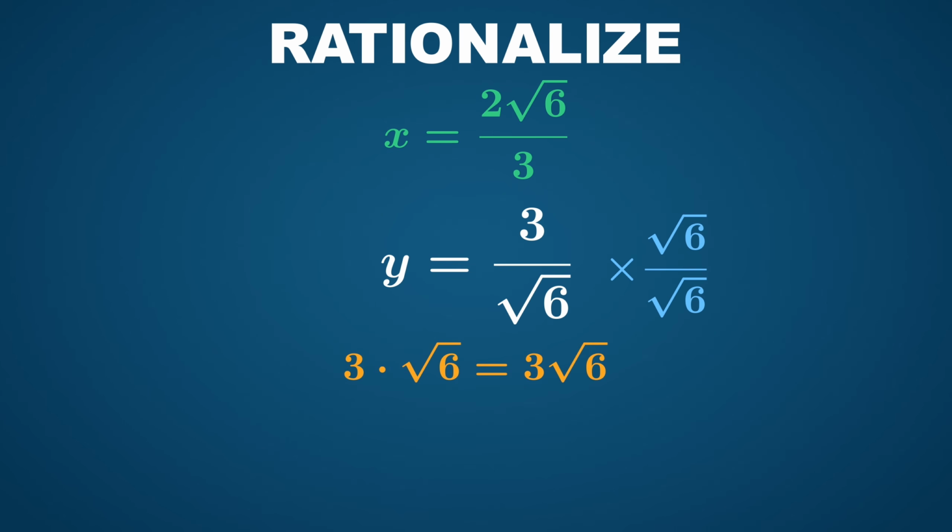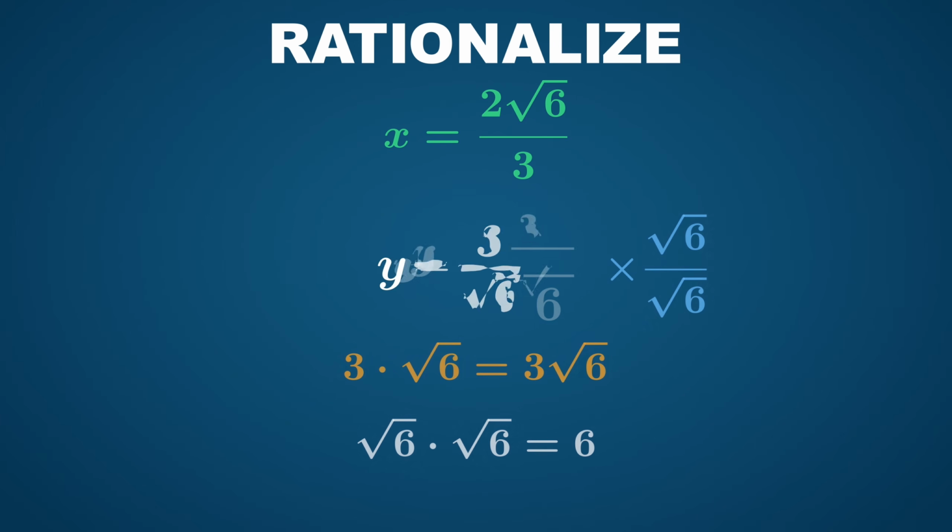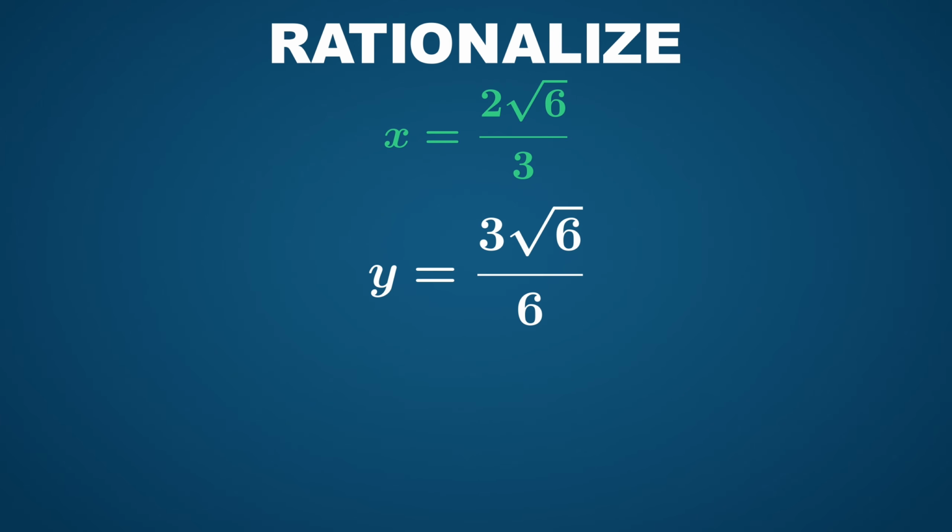The numerator becomes 3 multiplied by the square root of 6. The denominator becomes root 6 multiplied by the square root of 6. Root 6 multiplied by root 6 is just the whole number 6. We now have the fraction 3 root 6 divided by the number 6.